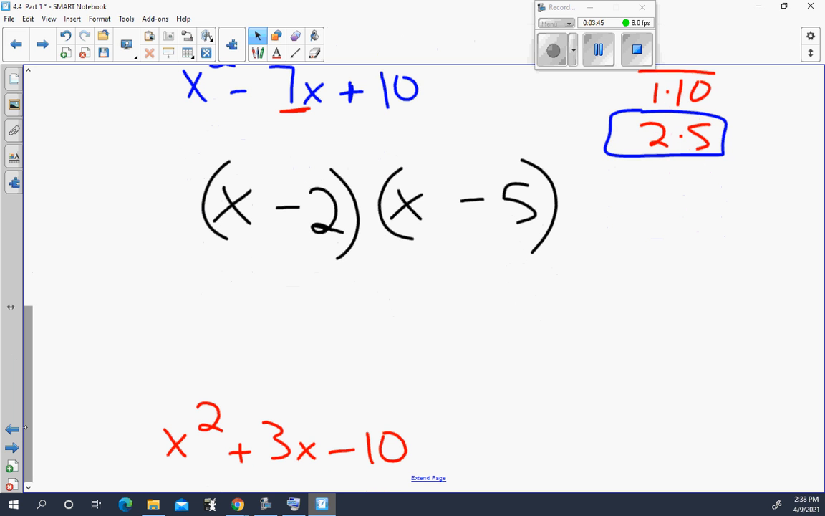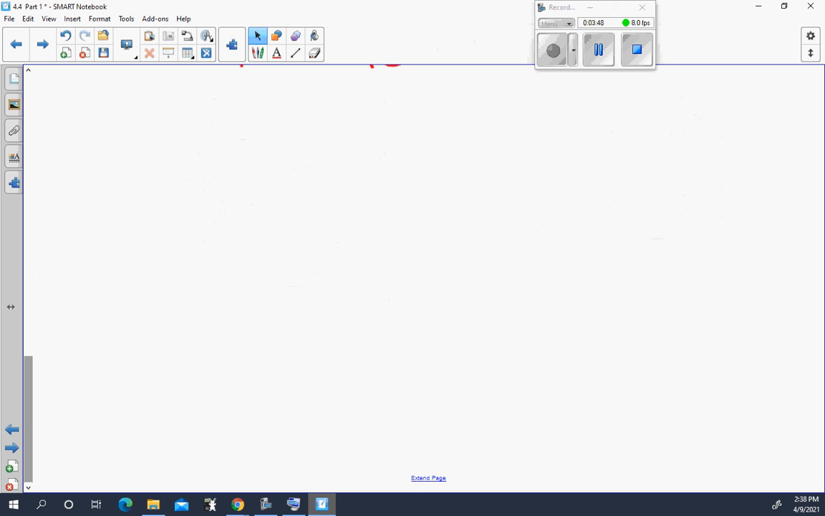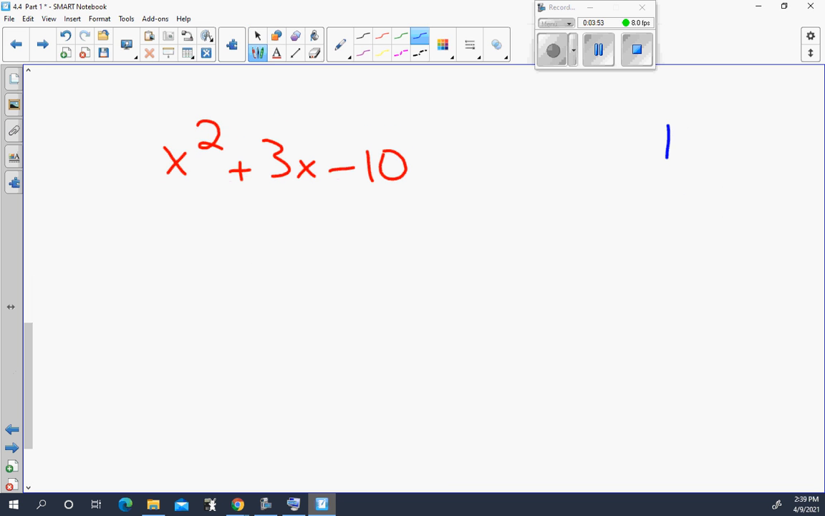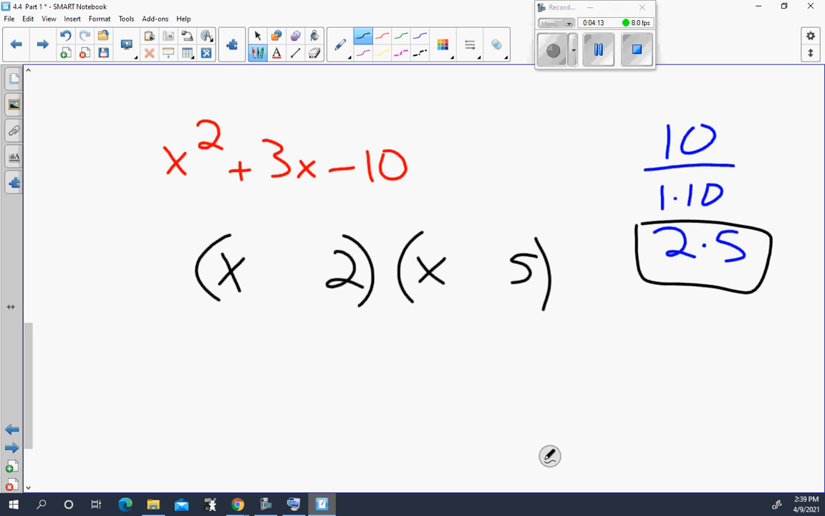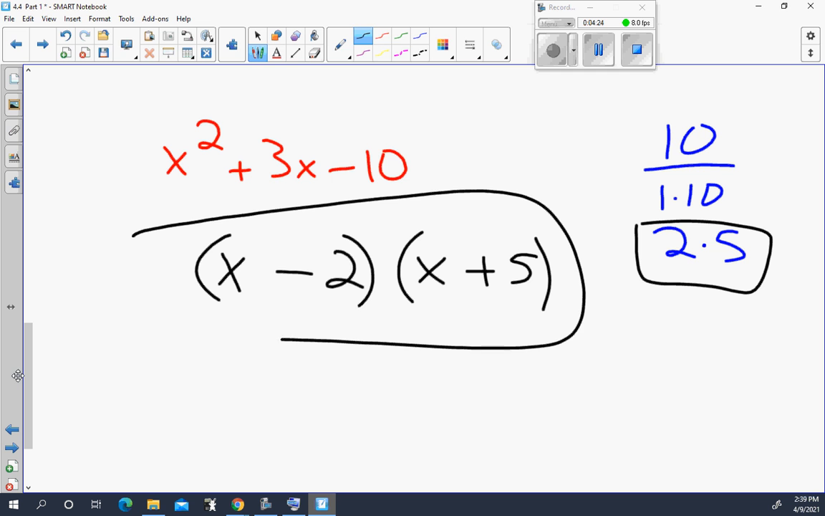Okay, and then last one. Last one, find the factors of 10. Did that in the last problem, 1 and 10, 2 and 5. And what adds up to 3? 2 and 5 in a certain way. We have x, and we have 2, and we have 5. Now we need a positive 3. So one of these has to be positive, one of these has to be negative. We need a positive 5 and negative 2. Yeah, that's our final answer right there.